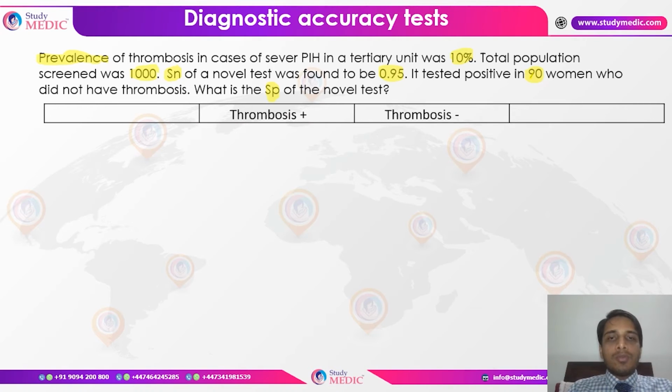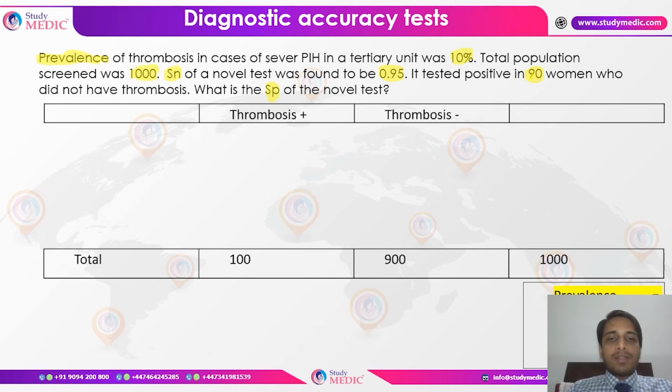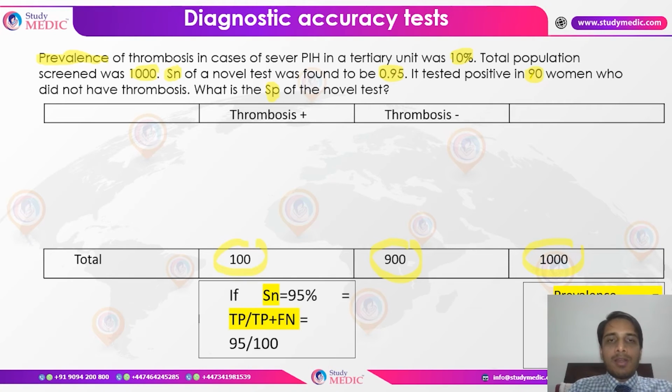Thrombosis positive and negative. Prevalence is 10%. This we already know. 100 out of 1000 are having the disease. So 10%. If 100 are having the disease, 900 will not be having the disease. This we already know. Then sensitivity is given, 95%.